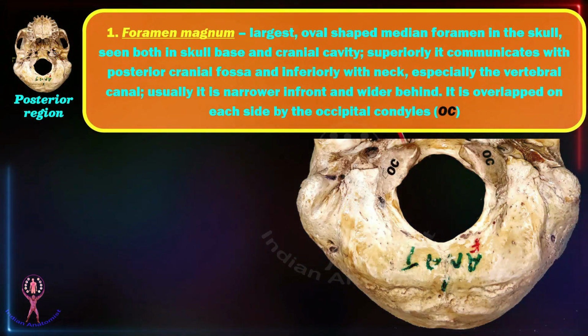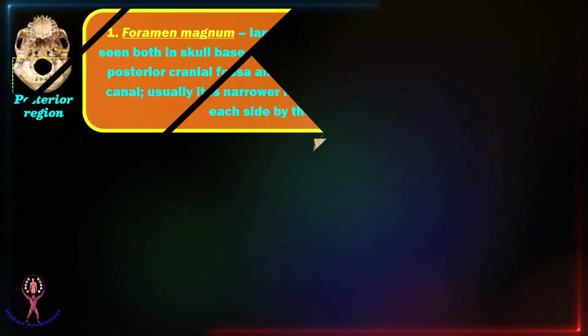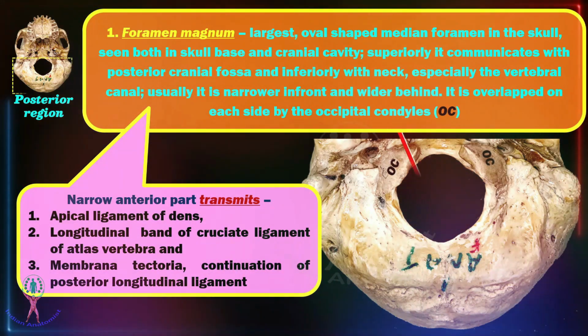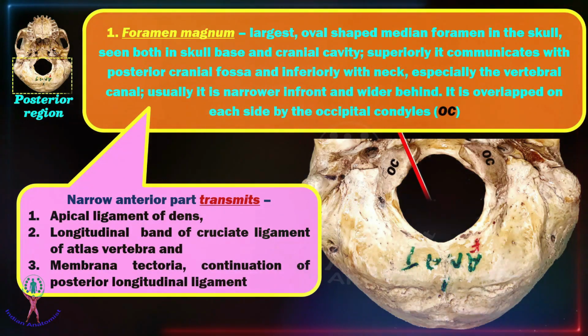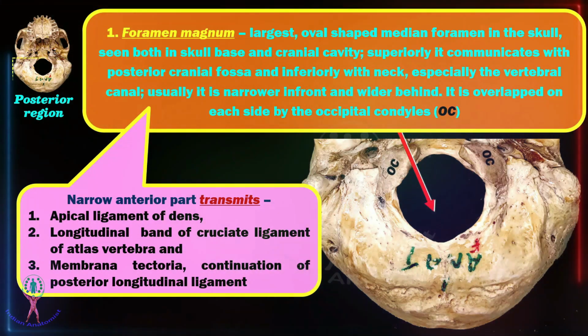Now coming to the structures transmitting through the foramen magnum. The narrow anterior part transmits the apical ligament of dens, longitudinal band of cruciate ligament of atlas vertebra and membrana tectoria, which is the continuation of posterior longitudinal ligament.